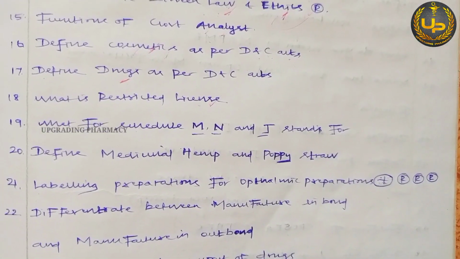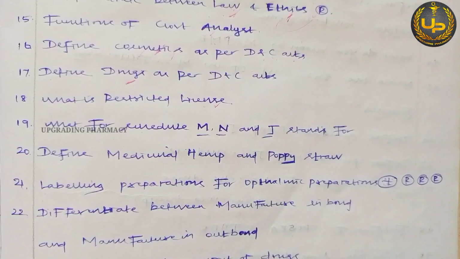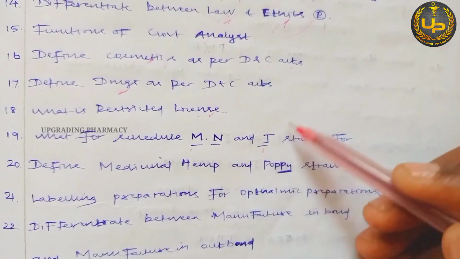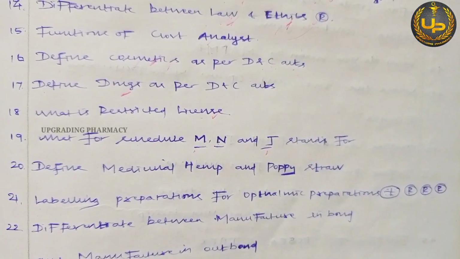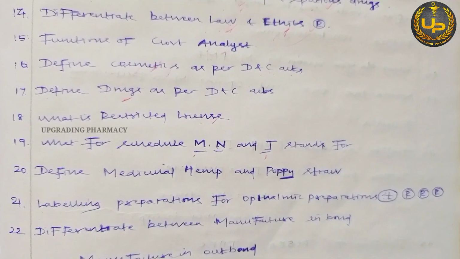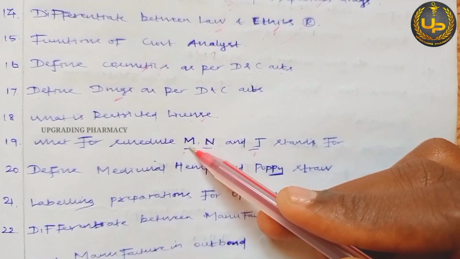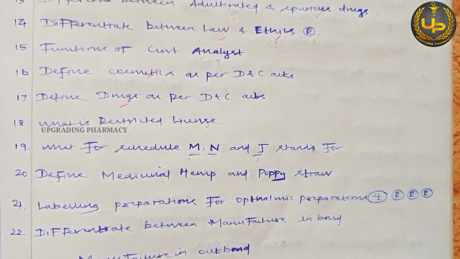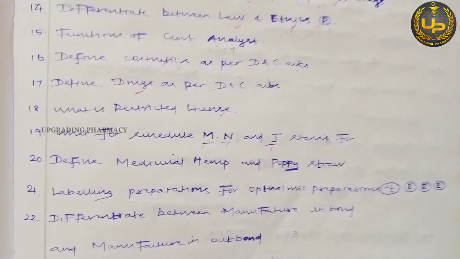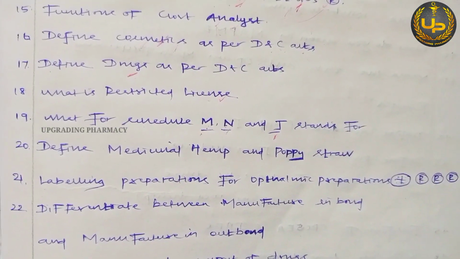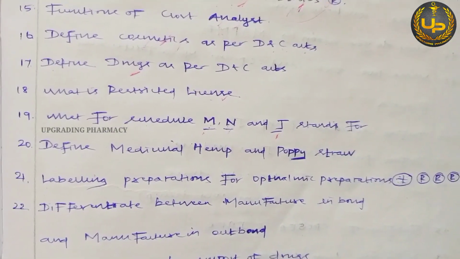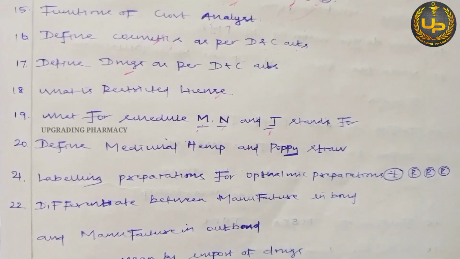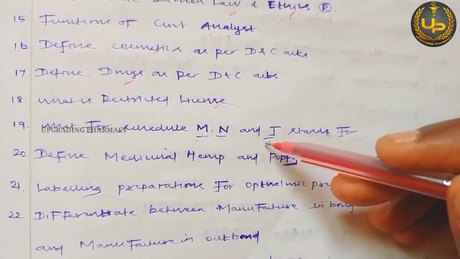Next, 19th question, what do schedule M, N and J stand for? M means good manufacturing practices. N is the minimum requirements for running an efficient pharmacy. Schedule J is for drugs used for incurable diseases. These drugs do not cure the disease, but can be used to control the spreading of the disease. That kind of drug comes under schedule J.